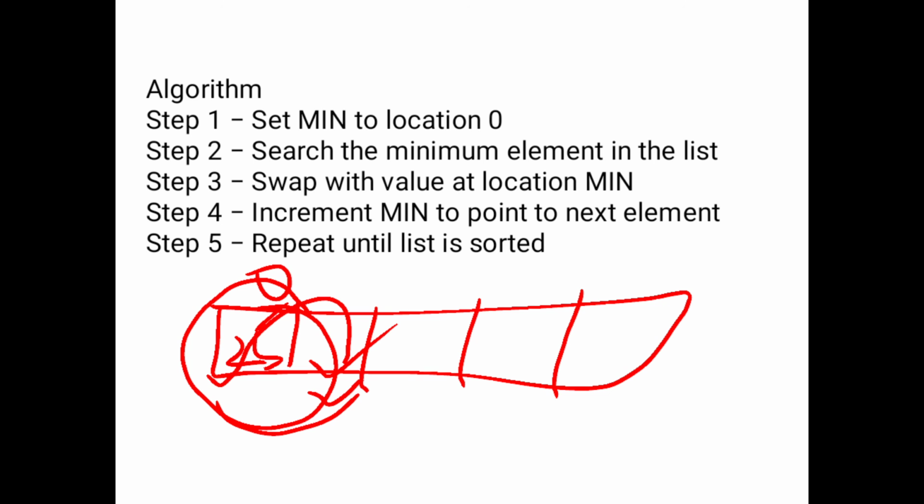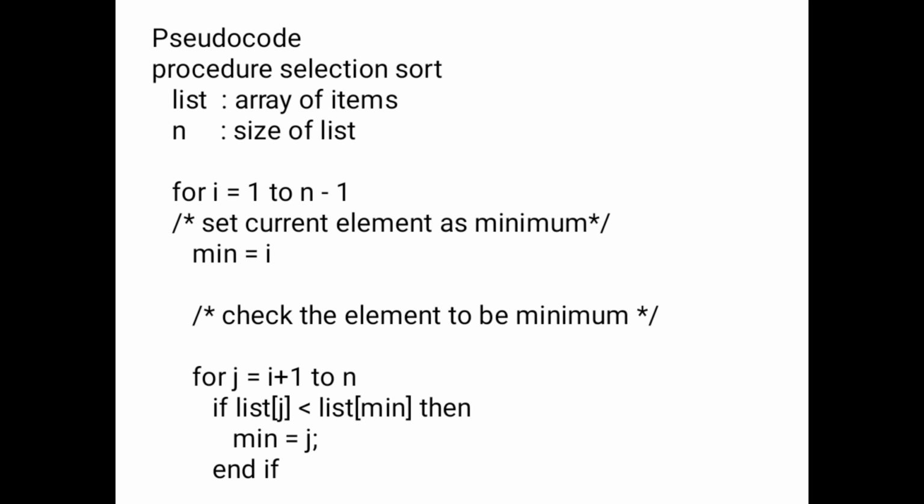Then how can we write an algorithm? Just consider one element, the 0th position element, as the minimum element. Then compare the next element, and if it is the lowest element, just swap. Repeat until the sorting process is completed. So this is the pseudocode.